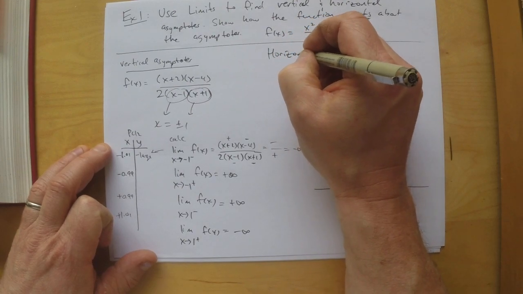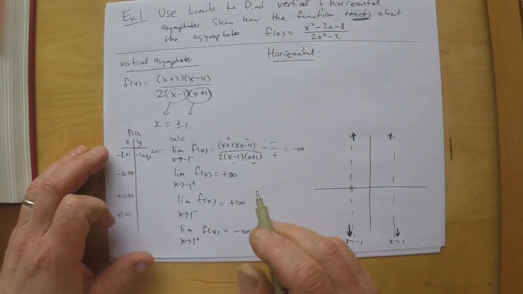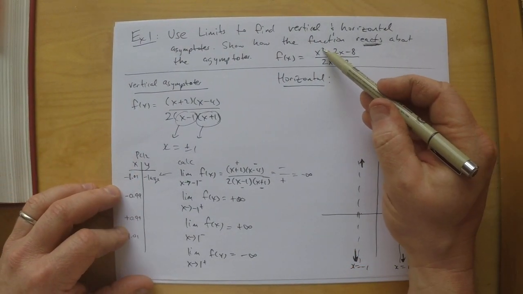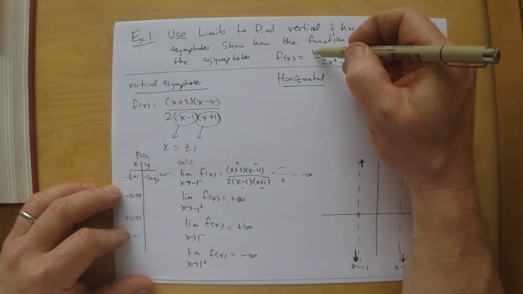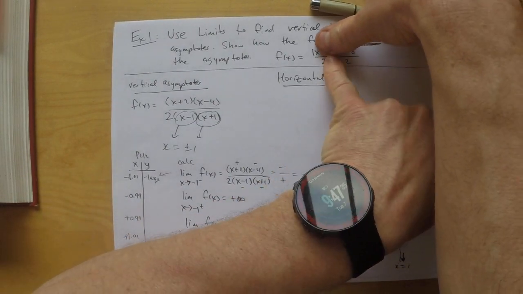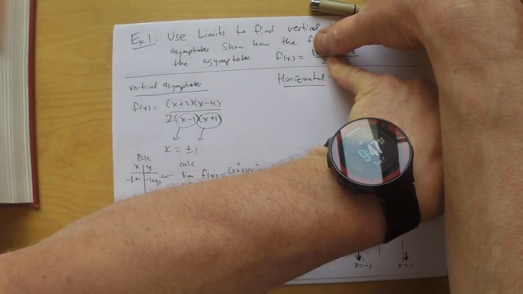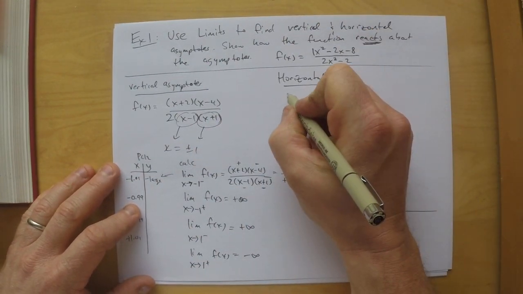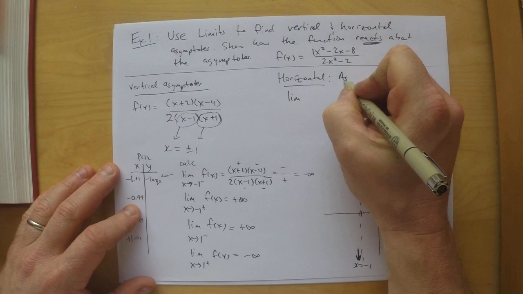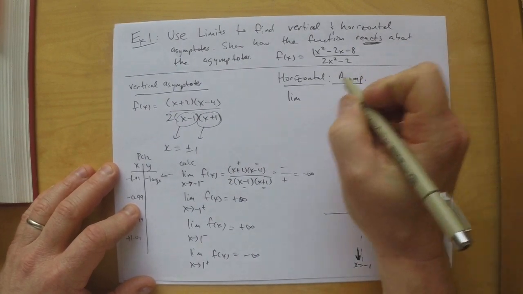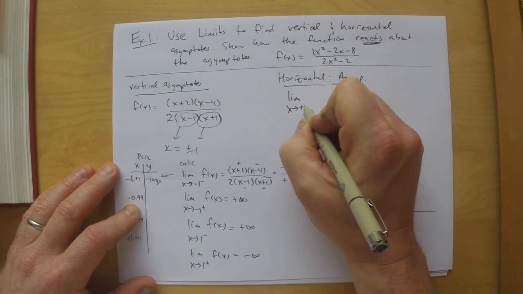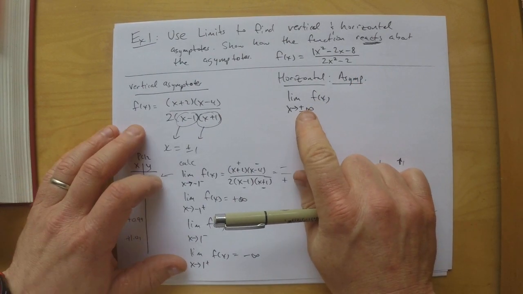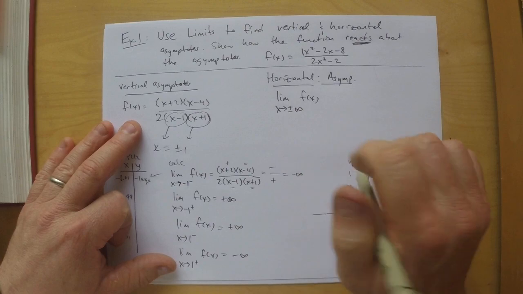Horizontal, in pre-calc 12 you would have just looked at this and said, I know the rule, oh, the power is the same, divide the highest coefficients. Right away with your pre-calc 12 you know that's 1/2. With calculus, to put the limit spin on it, horizontal asymptotes, you just literally take the limit as x goes to negative or positive infinity.